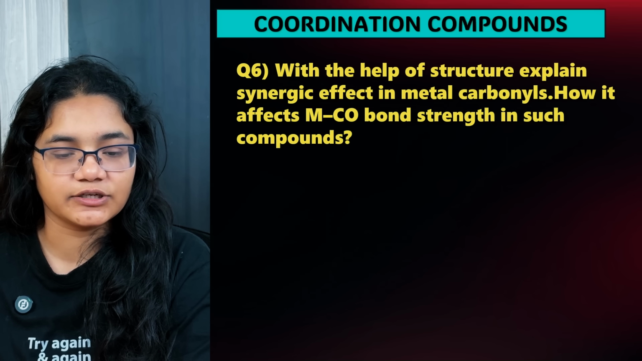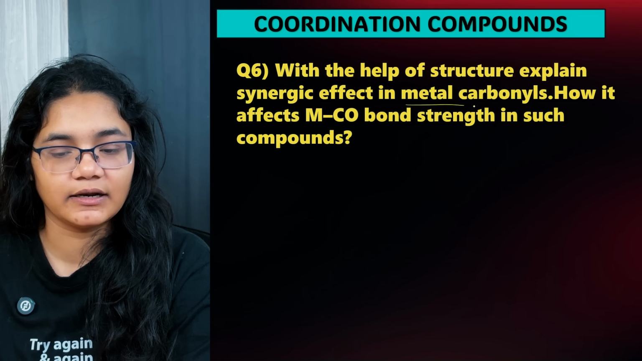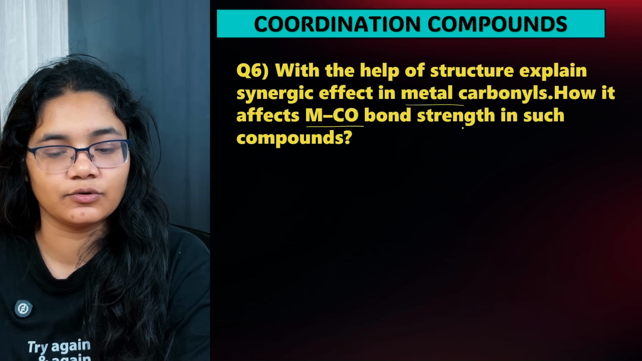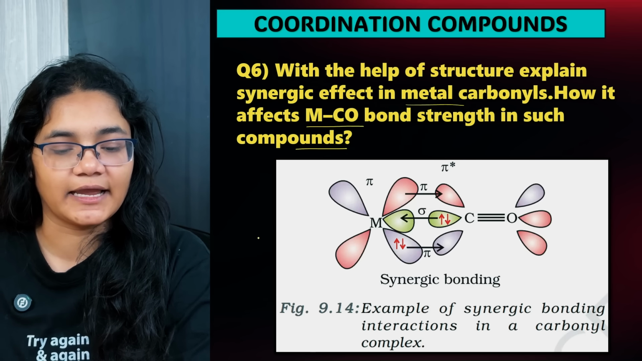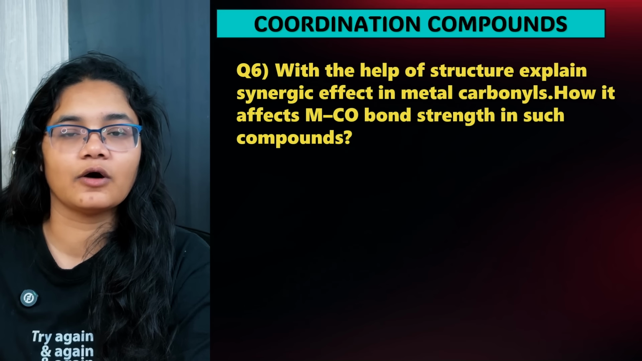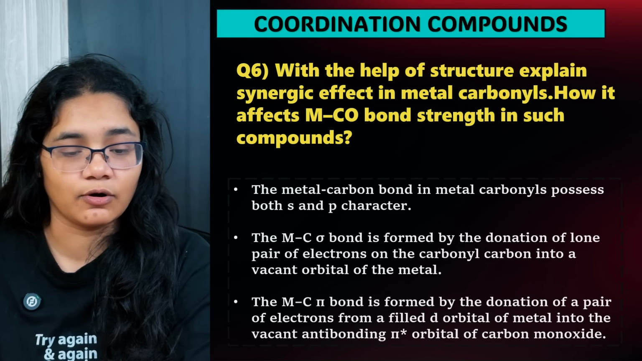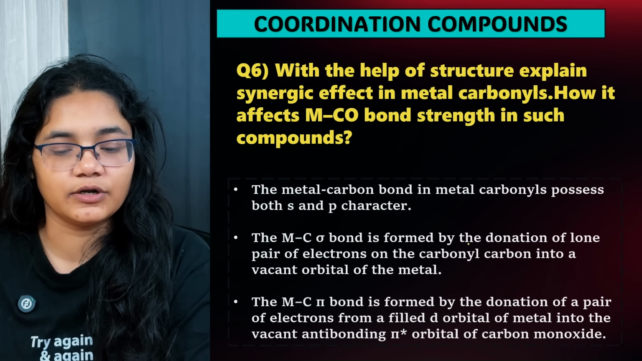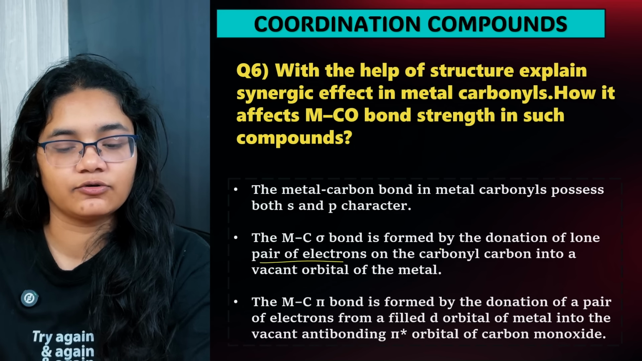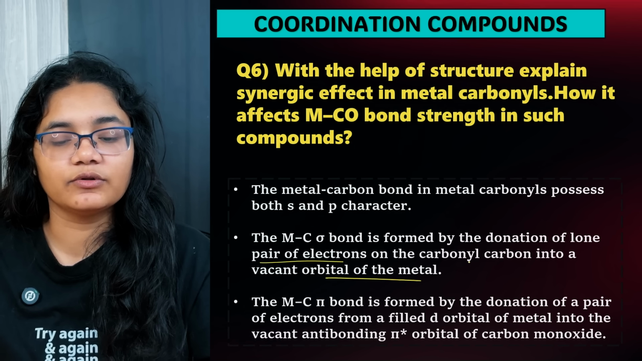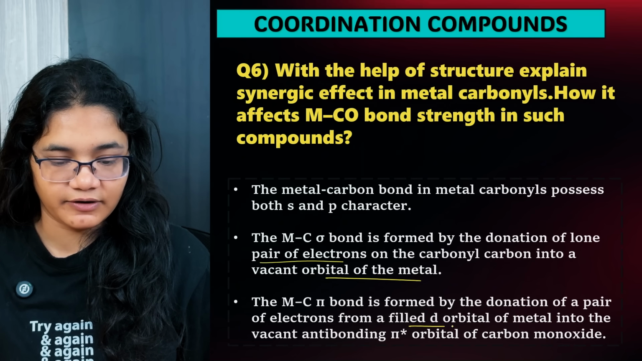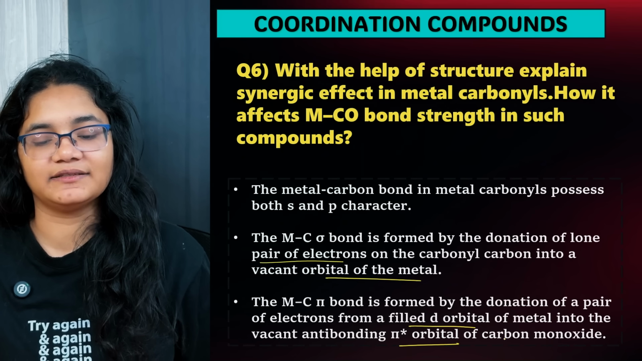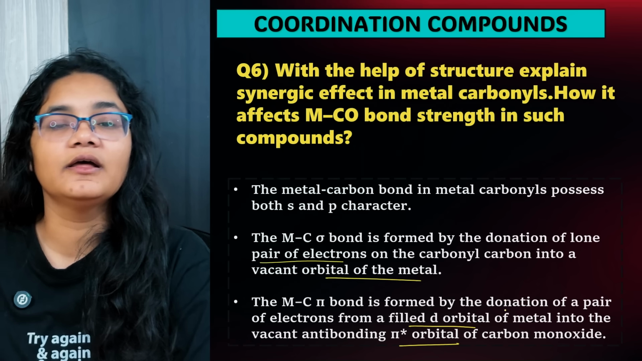Next, with the help of the structure, explain the synergic effect in metal carbonyls, how it affects the M-CO bond strength in such compounds. So first of all, you can see this diagram you have to draw, and then you have to write down how the sigma bond is formed, how the pi bond is formed. So the sigma bond is formed due to the donation of lone pairs of electrons on the carbonyl carbon into the vacant d orbital of the metal. And the pi bond is formed because of the donation from the filled d orbital of the metal into the pi star antibonding orbital of the CO group.